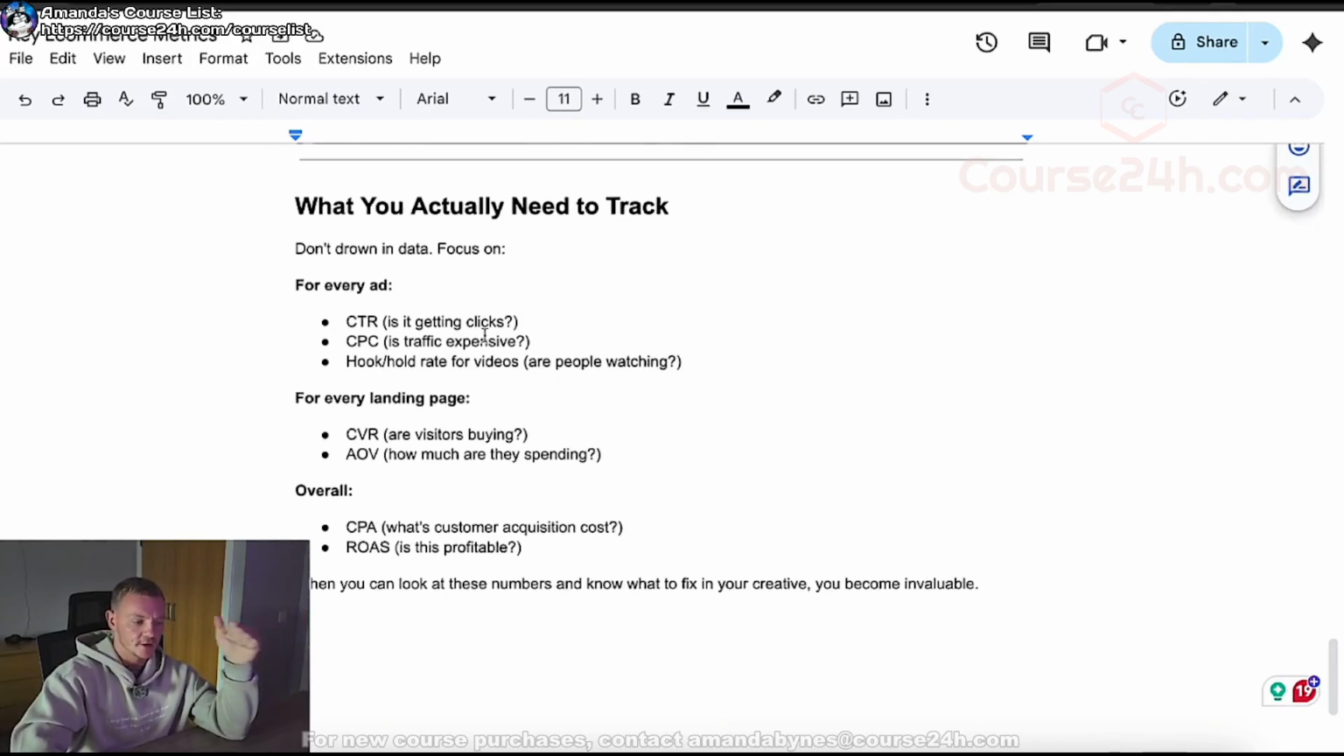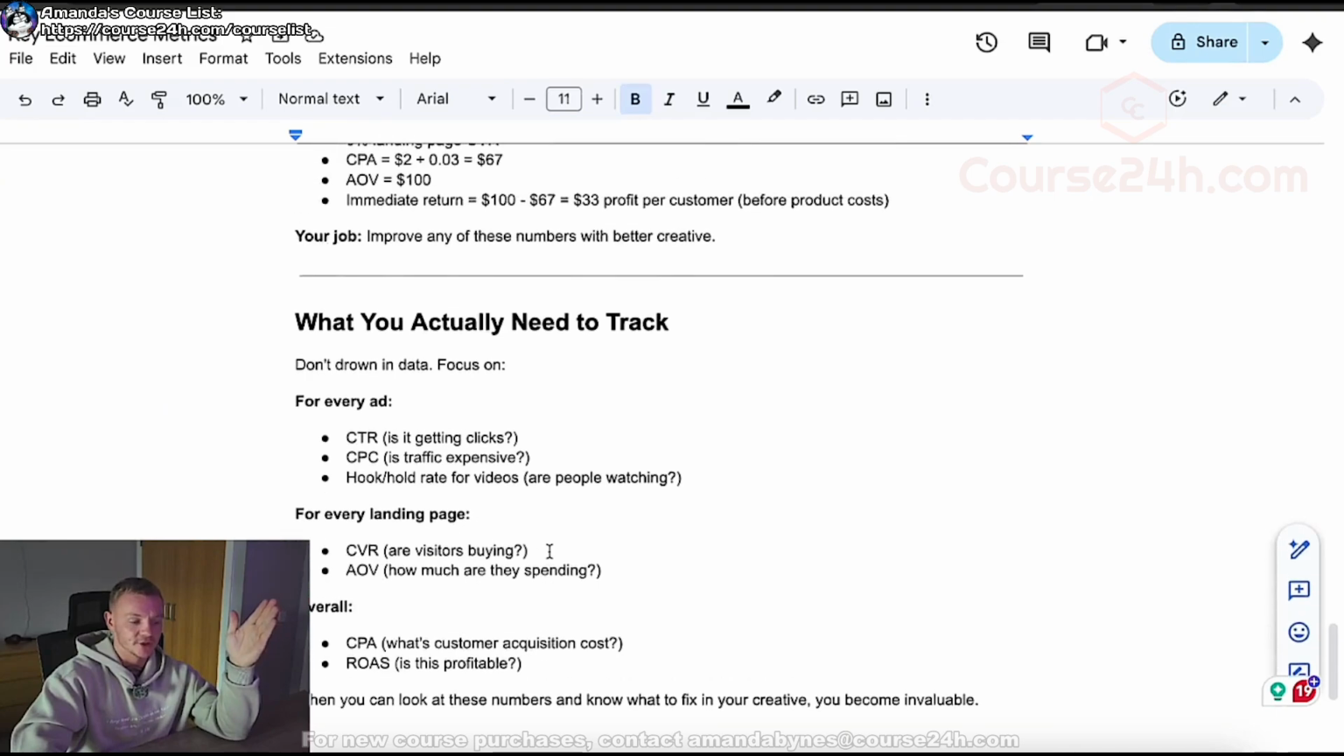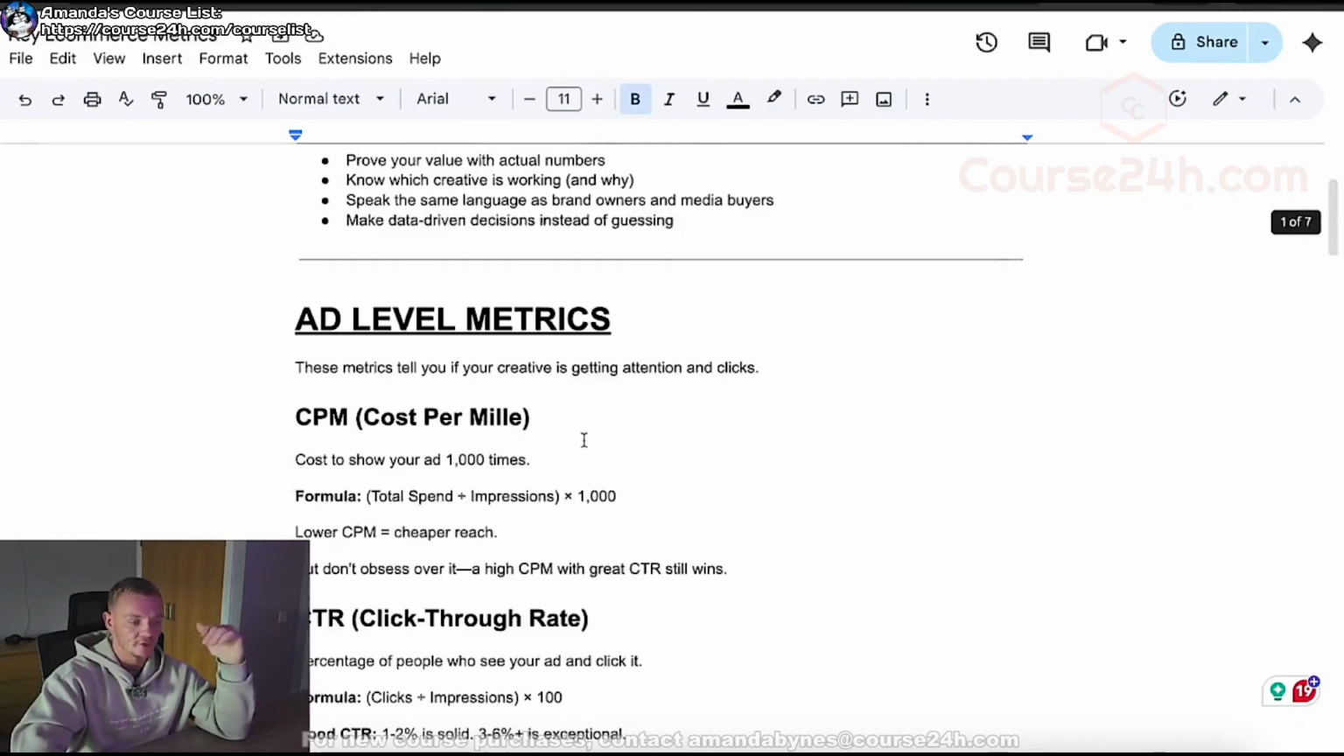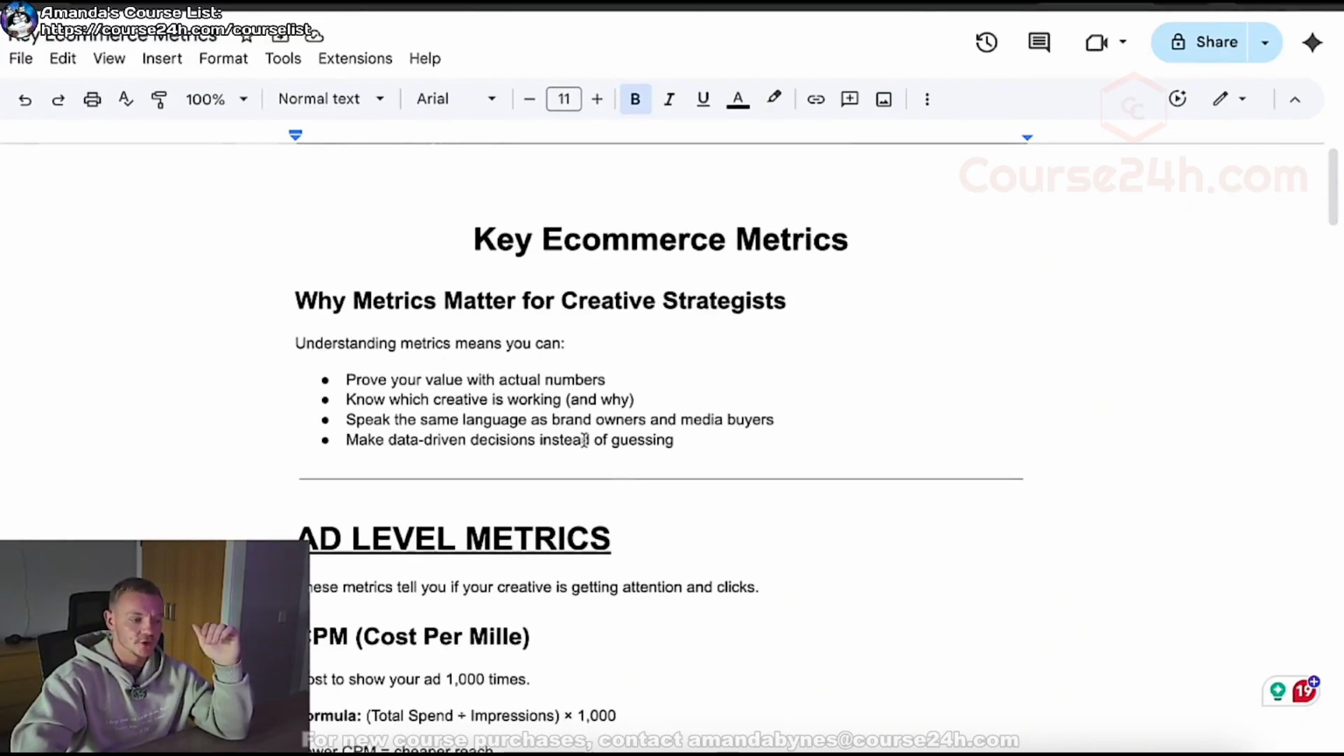Now, what do you need to track? You need to track click-through rate, you need to track cost per click, and you need to track ROAS on ad. Now for landing pages, you need to be tracking AOV and conversion rate. And then that's basically all of the metrics explained. So don't worry, I'm going to go through some examples of this, but that is how all of these metrics actually line up with each other. So that is it for metrics, and I will see you guys in the next lesson.